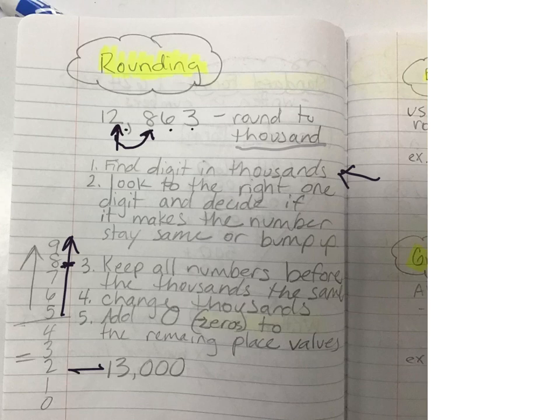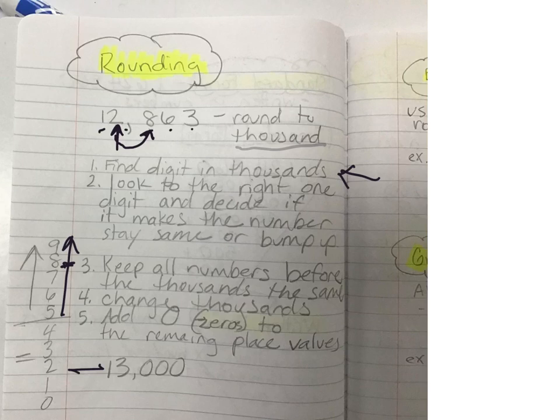Here are the exact steps if you want to go through them. Find the digit in the thousands. Look to the right, one digit, and decide if it makes the number stay same or bump up. Keep all numbers before, that's why we kept the 1 there, the same. Change the thousands and add zeros for the rest of the remaining place values.